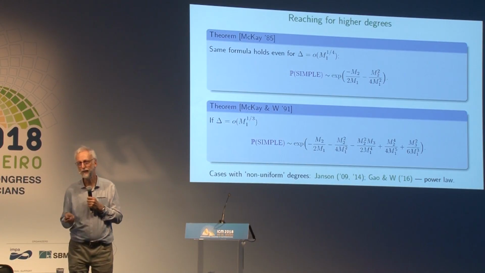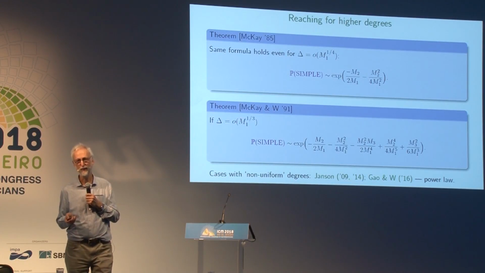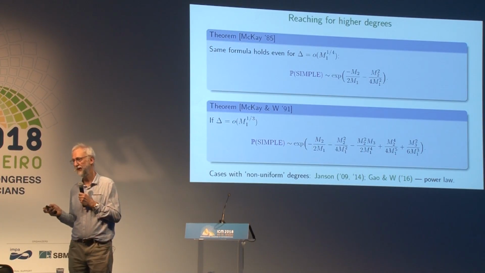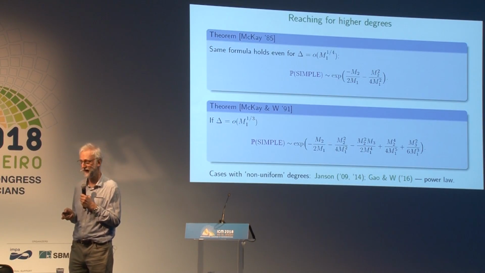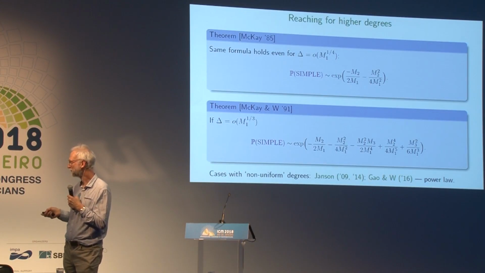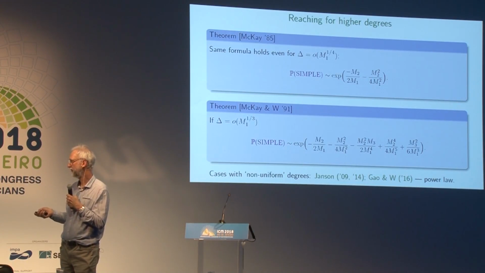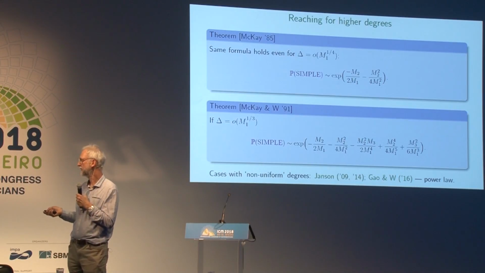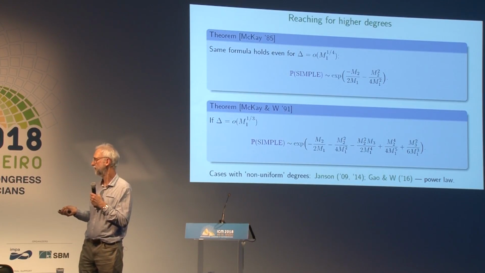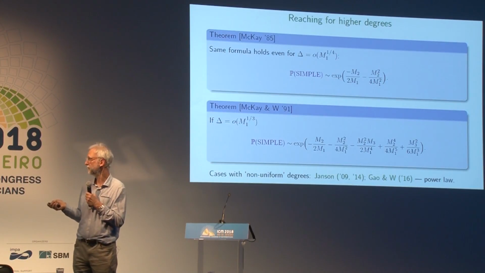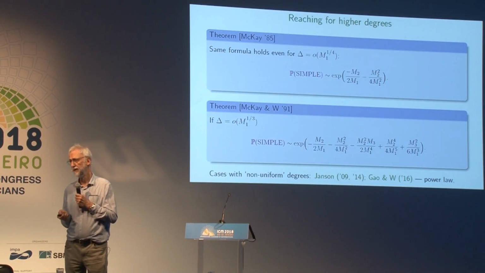It was clear that if you work very hard, you could extend this formula further and get more complicated formulae, but the amount of work was getting very, very hard, and it looks like no one bothered in the last 28 years to do the next step. There were a couple of results about strange degree sequences. In particular, Jane Gao and I got a result which covers so-called power law degree sequences that are not covered by these results here.